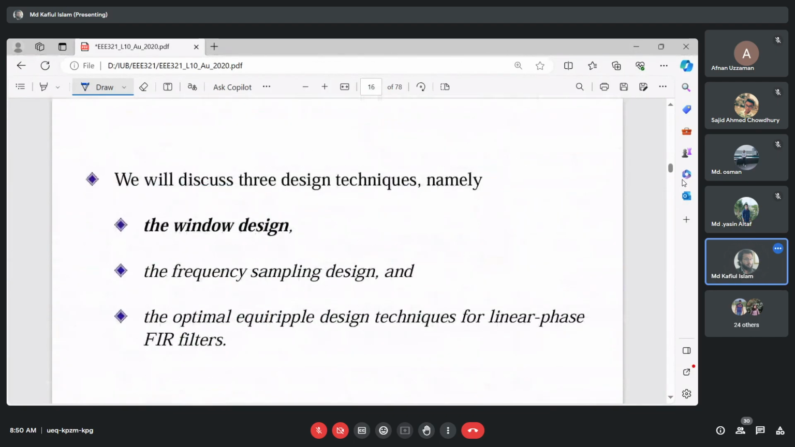Anyway, now for the design techniques, there are different design techniques. One is known as window design, another is frequency sampling design, and the third one is the optimal equiripple design technique. For this particular course, we are only going to talk about the window design technique. This window design technique is basically only for FIR filters. For IIR filters, the window design technique will not be applicable. So for this course, we will only talk about window design.